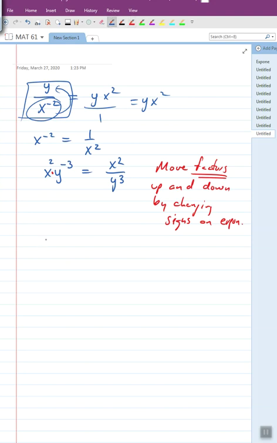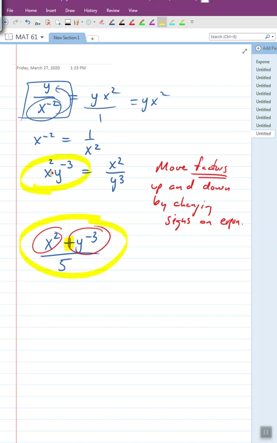This does not work with terms. So what I mean by that is, if I had x squared plus y to the negative 3 over, let's say, 5, I can't move this guy to the bottom. Okay, why? Because the thing connecting the x squared and the y to the negative 3 is not a multiplication. It's an addition. Does everybody see the difference between these two?